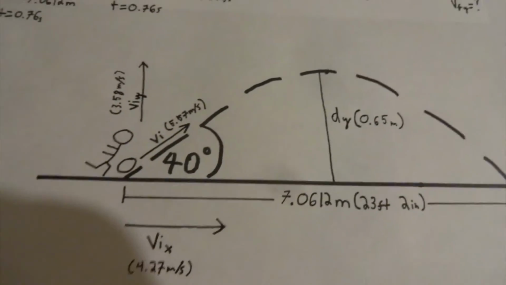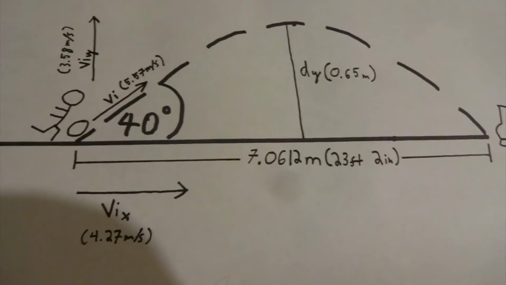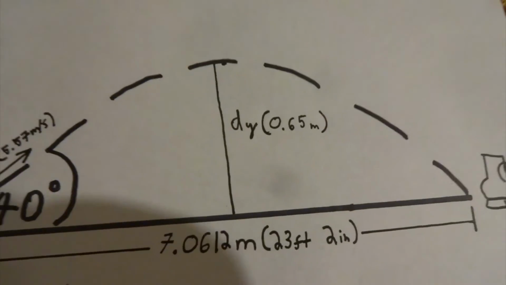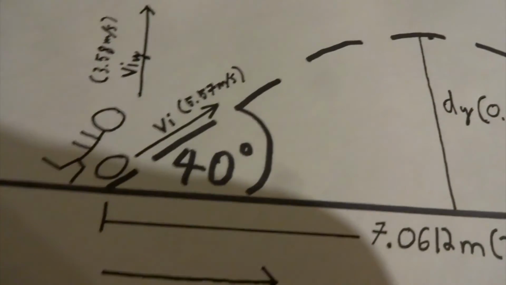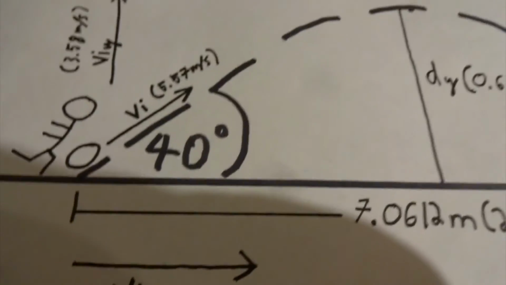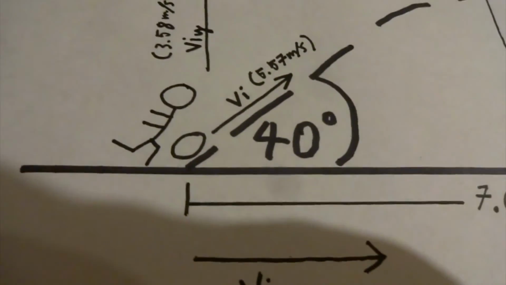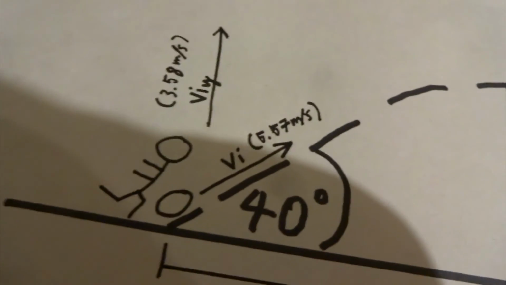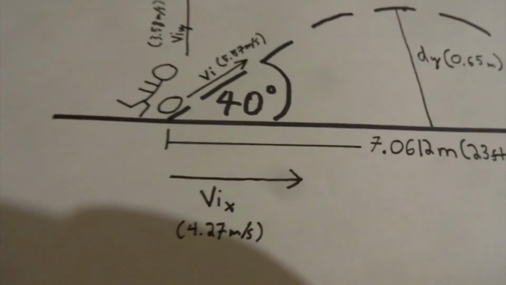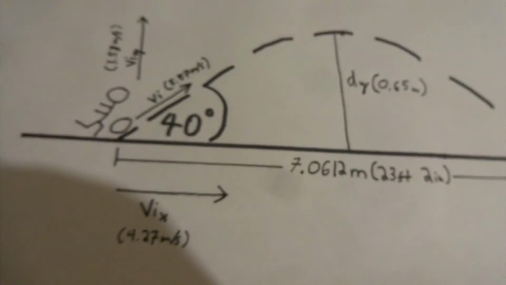So, in conclusion, my shoe, which fell off while I was trying to kick the soccer ball, flew up 0.65 meters, and then came down, of course, and it was initially going 5.57 meters per second, and I kicked it up at a 40-degree angle. The initial vertical velocity was 5.58 meters per second. I mean, just meters per second, sorry. And the horizontal velocity was 4.27 meters per second. So, hope this helps.